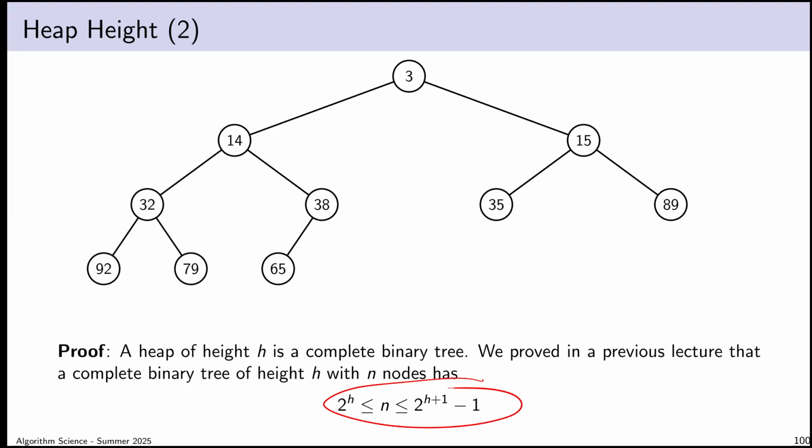And I guess this isn't a separate theorem. This is a theorem we already proved, but bringing it in, it doesn't look like this is exactly what we need, but if we manipulate this inequality the right way, we can get exactly what we want pretty easily. So if I have a heap of height h, it has to be a complete binary tree. We already know that the number of nodes is bounded between 2 to the h and 2 to the h plus 1, all minus 1.